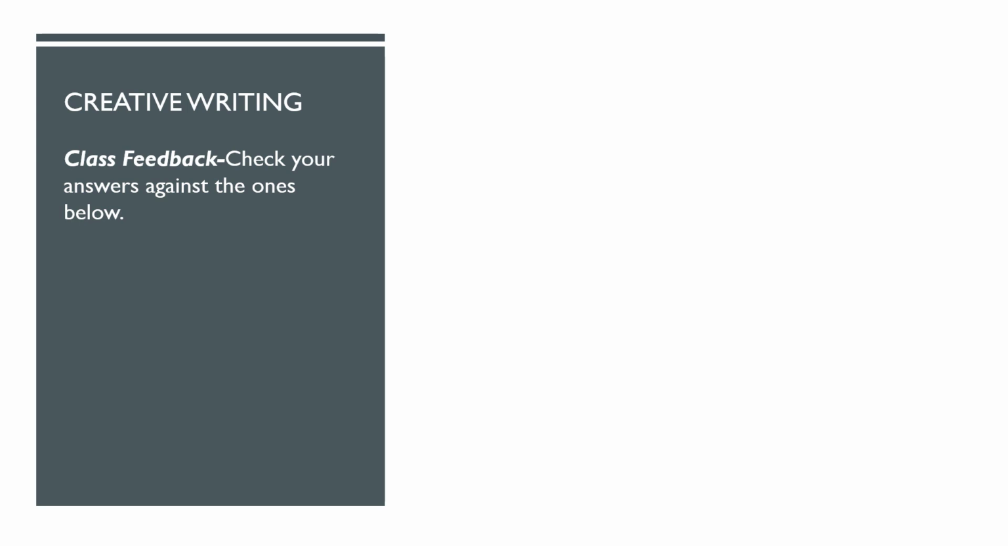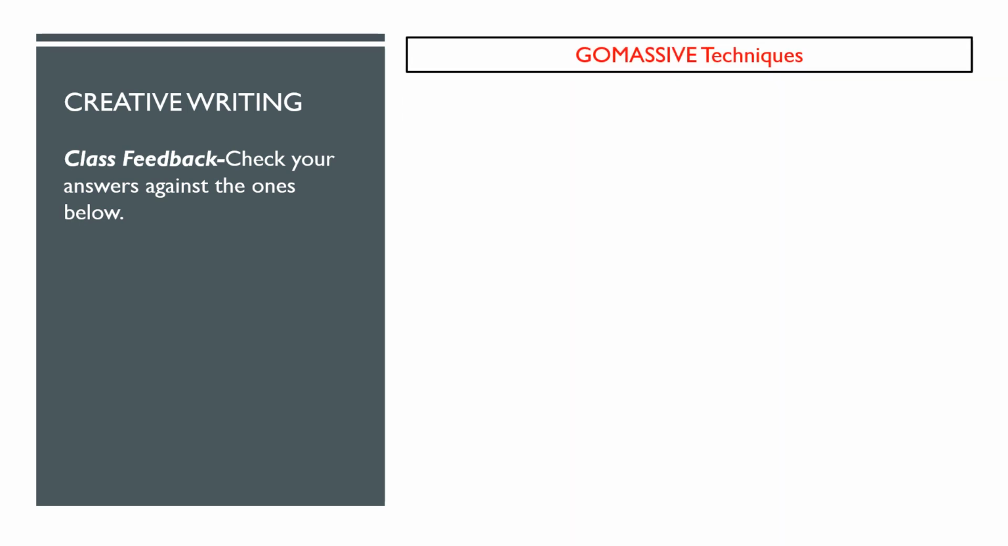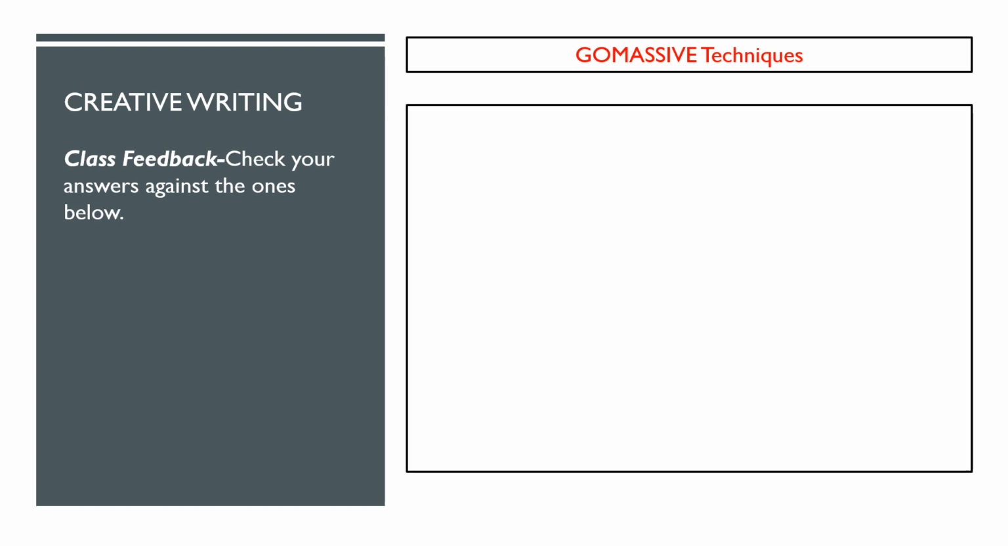Class feedback. Check your answers against the ones below. So here we've got our Go Massive techniques then. Here's our acronym, and this is what each of them stands for. So for the G then, we have a group of 3. This is also referred to as a triplet or a rule of 3.